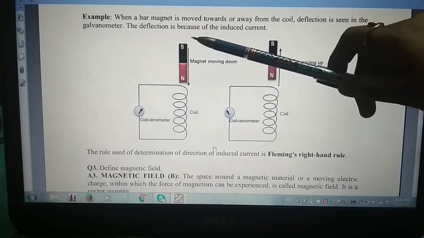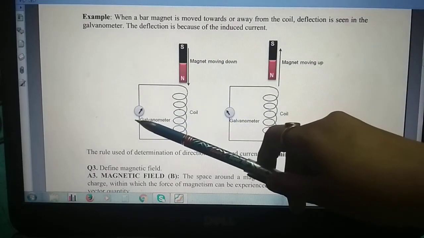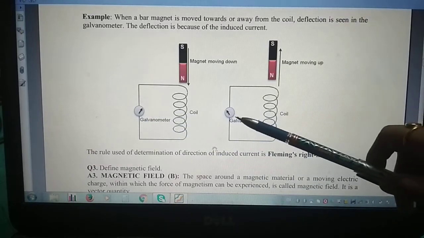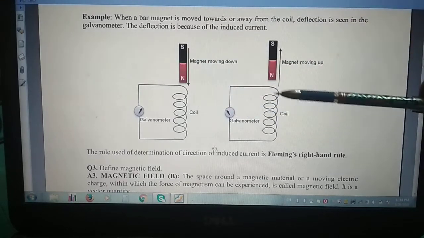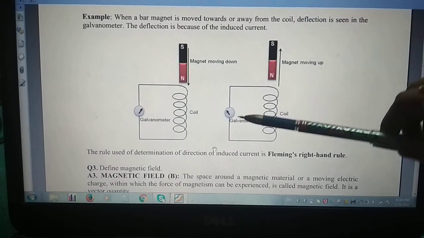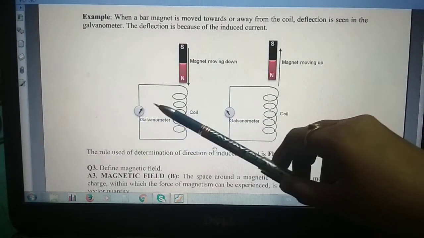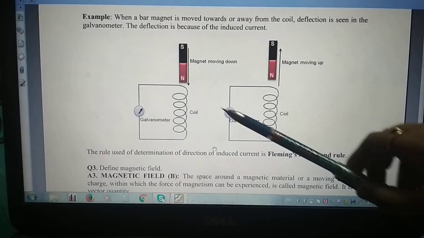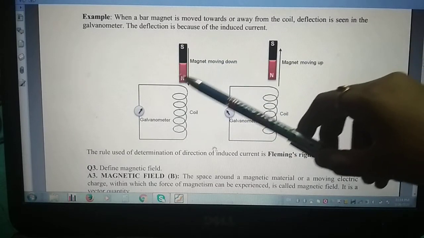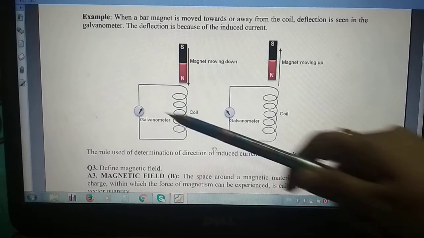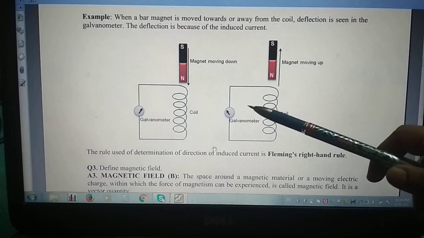We can see here that if the bar magnet is moved towards the coil, the galvanometer shows a direction. In the second case, if the bar magnet, instead of moving towards the coil, is taken away from the coil, the galvanometer deflection is in the opposite direction. You can see here the direction is in this way and here the direction is reversed. So when we change the direction of motion, the direction of flow of current also reverses.